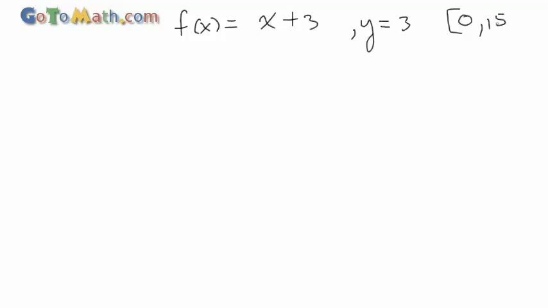So the way to deal with this is, first thing I'll do is write down what they gave us. They give us x plus 3. That's our radius that's changing. And then we're revolving it around y equals 3. And we're on the interval between 0 and 15. All right, we got that.